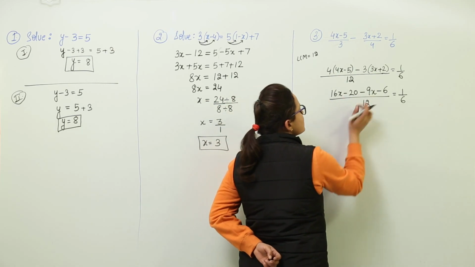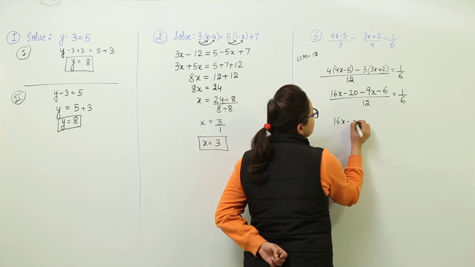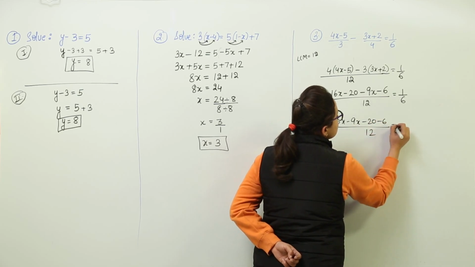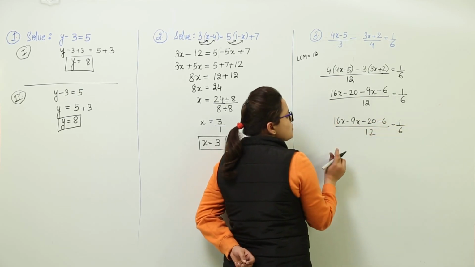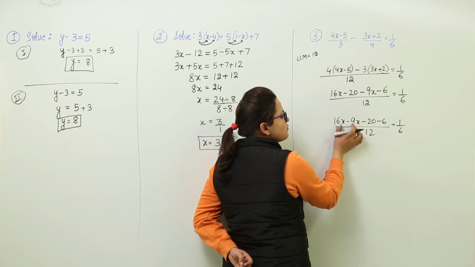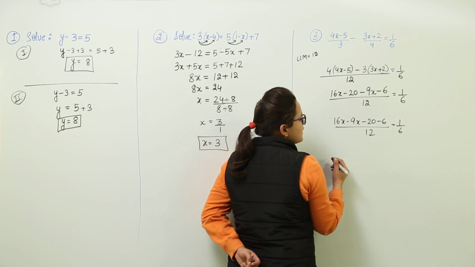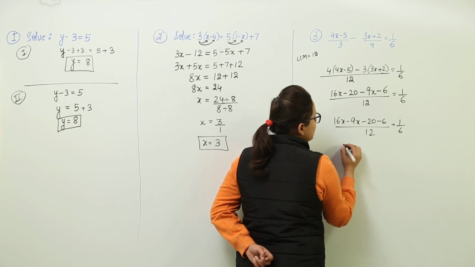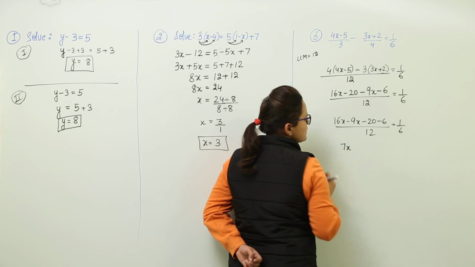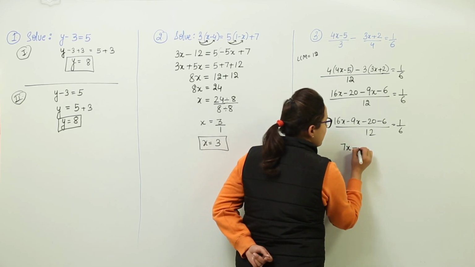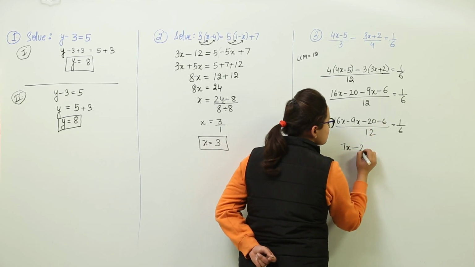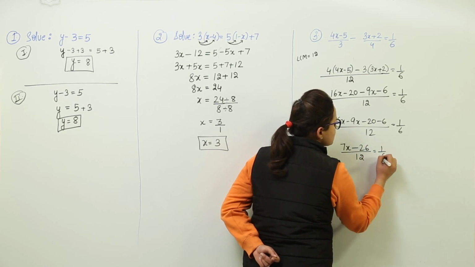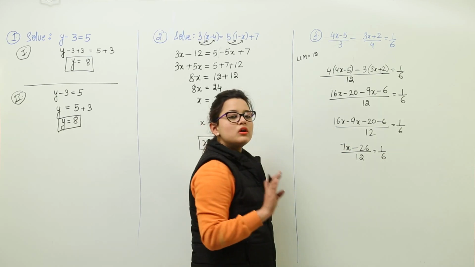Now 16x and minus 9x can be written together because they are like terms. So now we can simplify this further. What is 16x minus 9x? That will be equal to, what is 16 minus 9? That is 7. You write 7x, right? And minus 20 minus 6 becomes minus 26 upon 12 equal to 1 by 6. Now these cannot be solved any further.